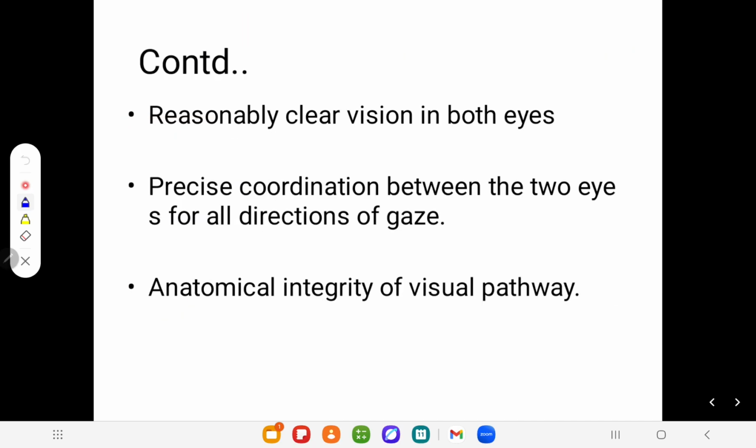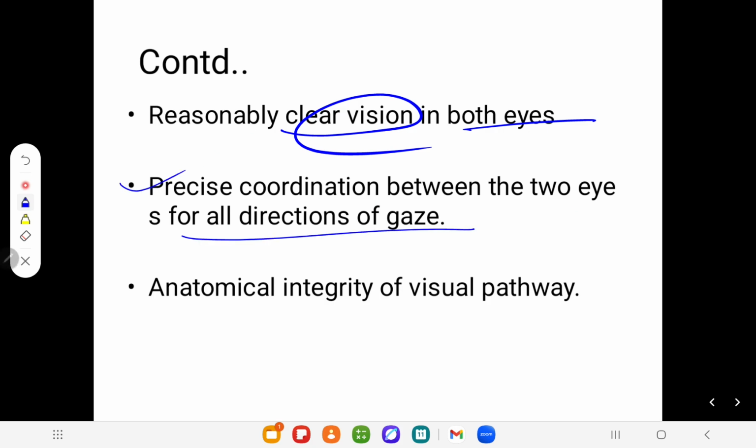Okay, moving forward. Obviously, reasonably clear vision in both eyes must be there. I have told you that it must be sharp and have the same contrast, same color, same size, same shape. Okay, precise coordination between the two eyes in all directions of gaze. It's very important. And anatomical integration of the visual pathway. Obviously, it's not just about the ball of the eye.